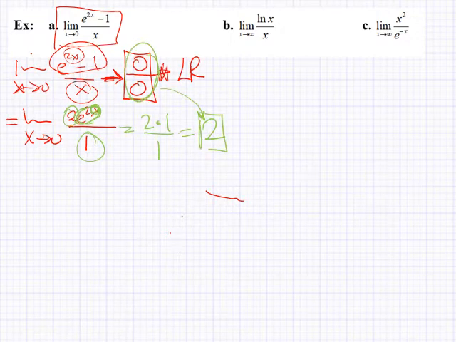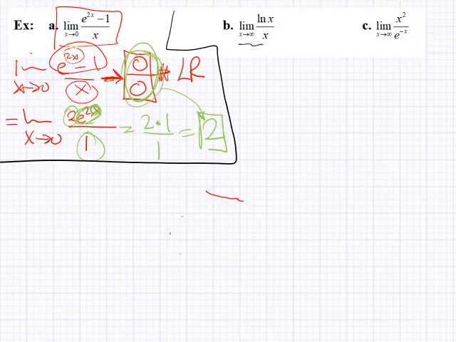Which you might say, well, that was the same as the last one. So aren't all 0 over 0s going to end up being 2? No. We're going to see a couple that are going to be equal to 1, equal to 5, equal to 0. Because 0 over 0 could be anything. All right, let's do another one.